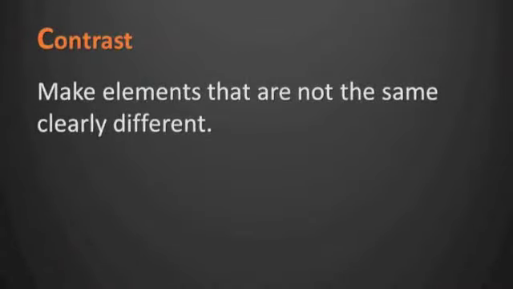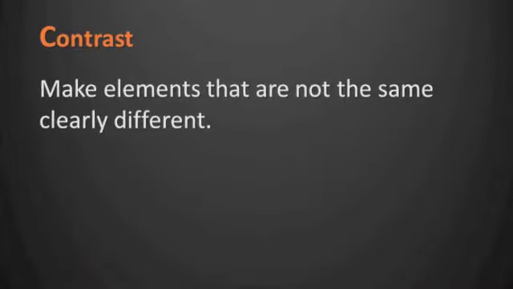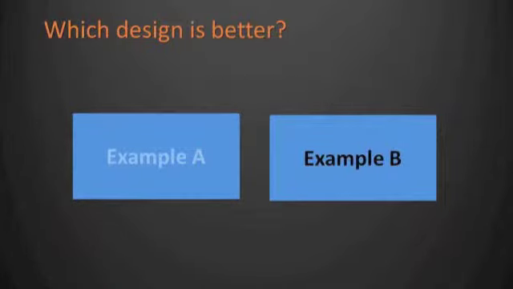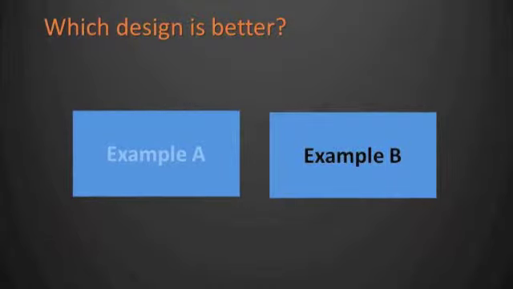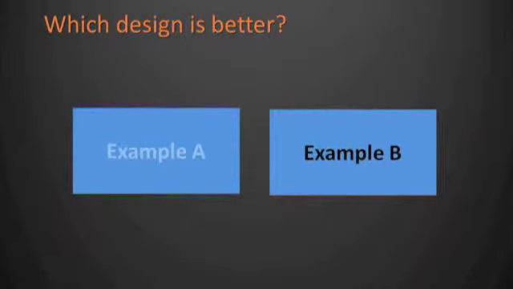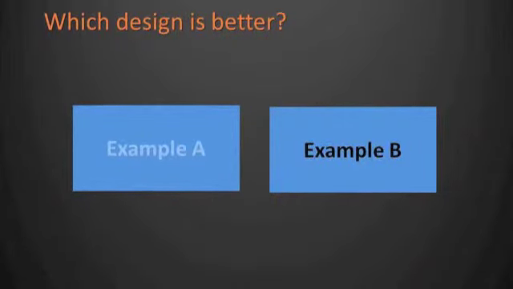First, contrast. The contrast principle suggests that we make elements that are not the same clearly different. Take a look at these two examples. Which one do you think is better? Example B, right? Because the text in example A is sort of blurry, whereas the text in example B is very clear to see.